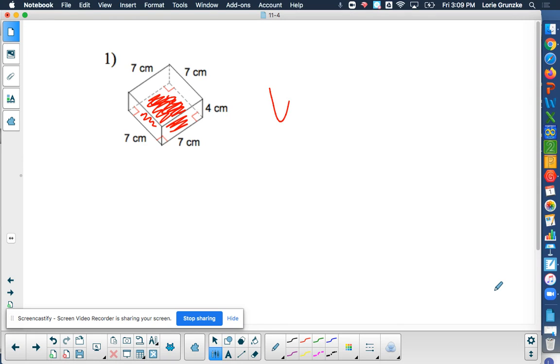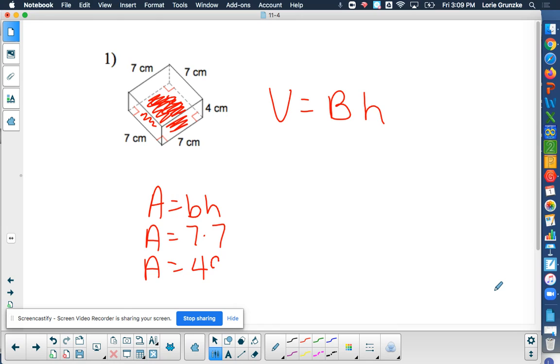So my formula is always V equals BH. Big B, area of base. Well, the base is a square, so the area of a square is base times height. Area is 7 times 7. Most of you would not need to write that down. 49 centimeters squared, because it's still area. So for my big B, I write a 49. And the height, oh, that's the distance up. So I put a 4 there.